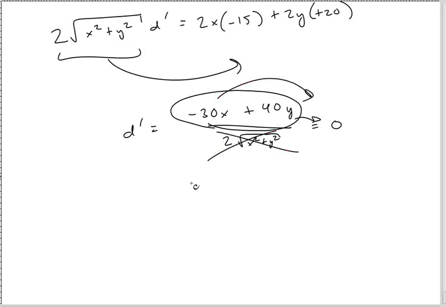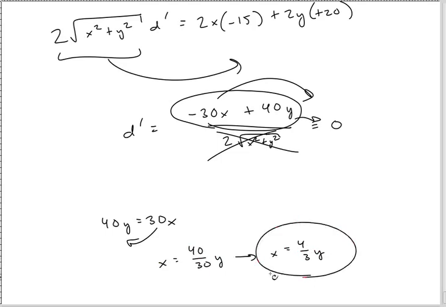And then if I move this guy over, I got 40y is equal to 30x. And then, I don't know, divide by 30, I guess. So then x is equal to 40 over 30 y. And so I got 4/3 y. Okay. What? I mean, yeah. Woohoo! Well, now what? Right? And this is where we have to do a little bit of work. We have to think about things for a minute, okay?